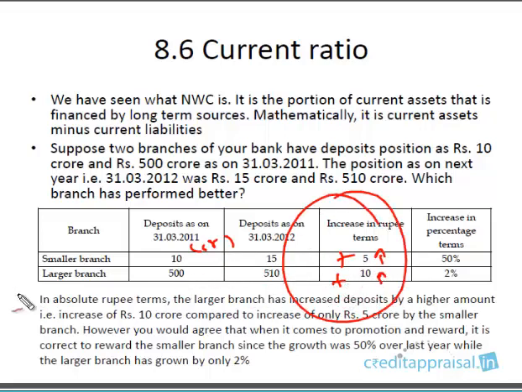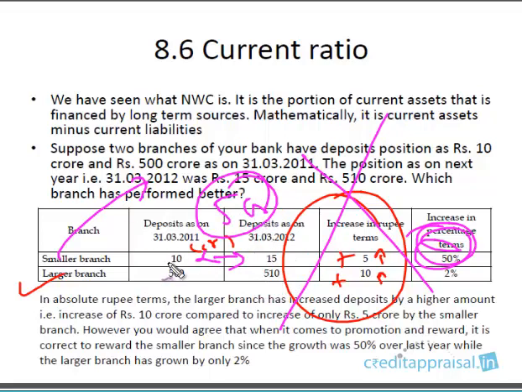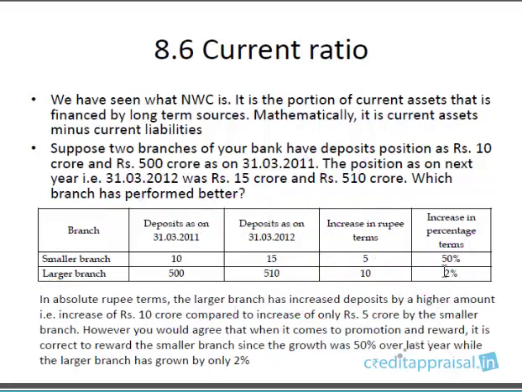So you might be tempted to say the larger branch has performed well, if you look at the absolute values, because the larger branch increased its deposit base by 10 crores, whereas the smaller branch increased by only 5 crores. But that would be a very misleading picture, right? You all agree that if it comes to promotion, you need to reward the smaller branch, because it has shown an increase of 50% compared to last year. The increase is only 5 crores, agreed, but that 5 crores is coming on a base of just 10 crores. So it has shown a growth of 50%, whereas the larger branch has shown a growth of 10 crores. The amount might be large, but compared to the base of 500, it is only 2%. This is how you basically give promotions, right?